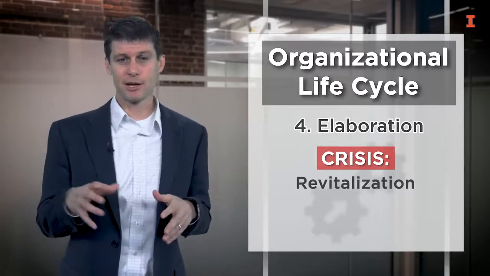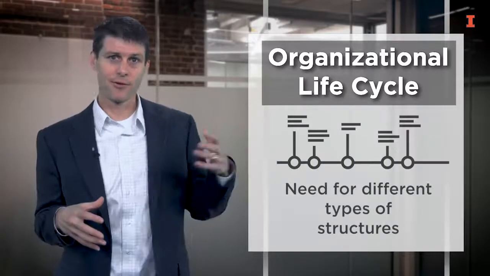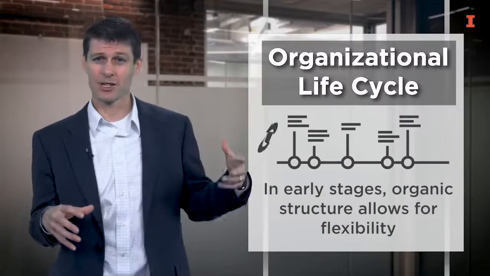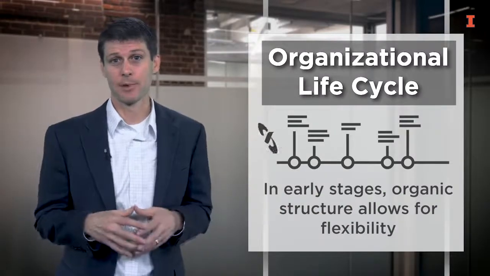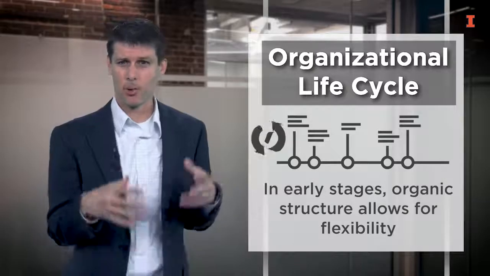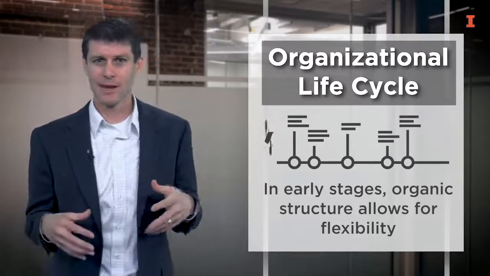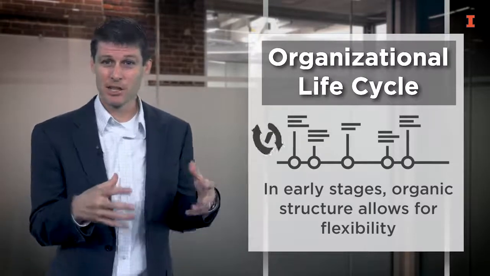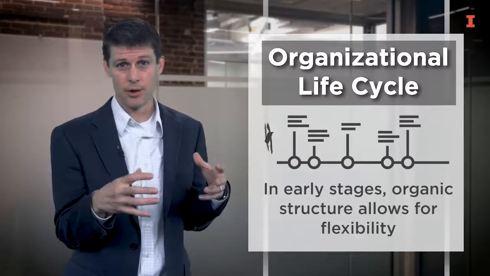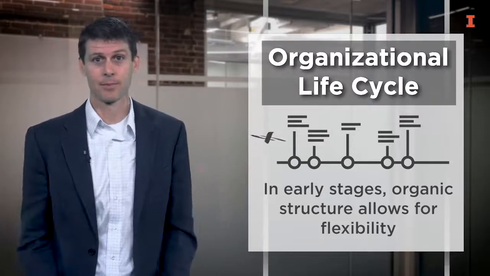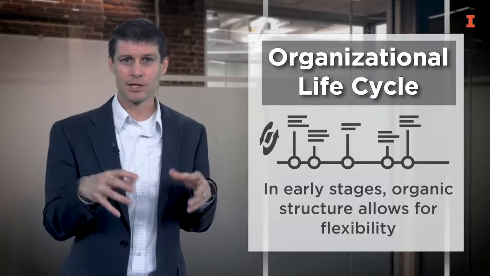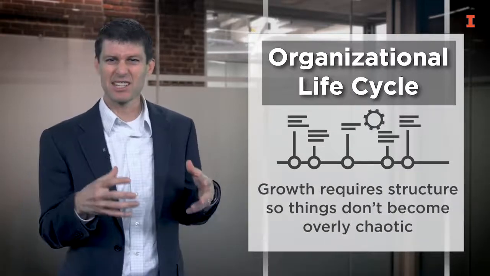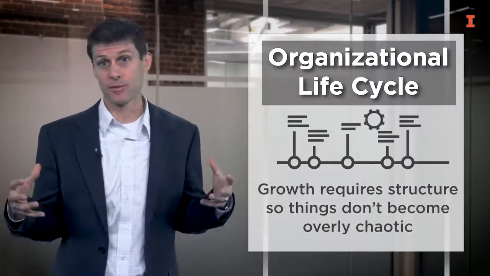Part of what you see during these different stages of the life cycle is the need for different types of structures. In the early stages of the life cycle, more organic structures allow for maximum flexibility. Small, nimble startups that aren't burdened by excessive bureaucracy can act quickly to provide innovative solutions to the market. There isn't much need for specialization since there's a small core group of people that work on every aspect of the business. But as the business grows, there's a need for more structure to make sure things don't become overly chaotic. More mechanistic structures are put in place to exert some level of control.